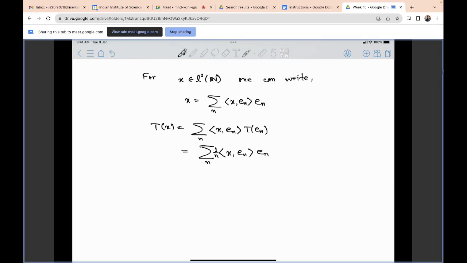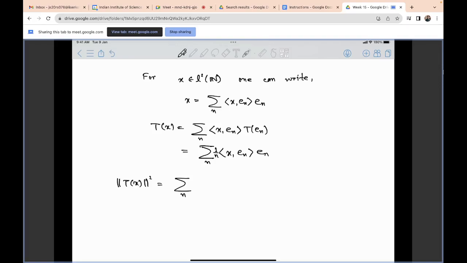So this is our definition of T. Now note that T is bounded. So what is T of x? You have to calculate the L2 norm of this. So you are calculating the L2 norm of this. Using the orthogonality, what will we get?